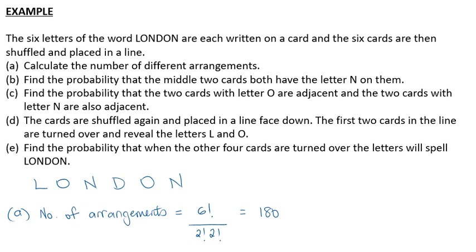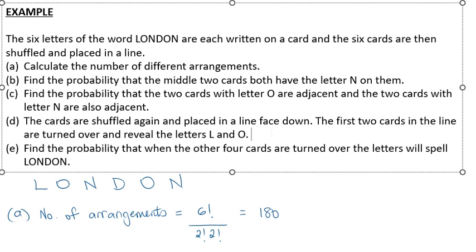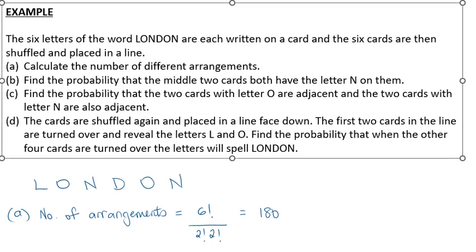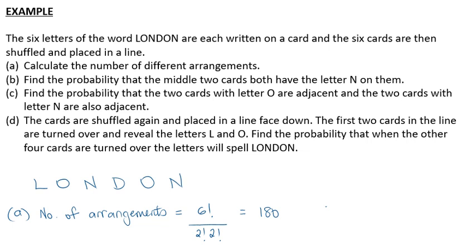D, oh, this should actually be one question. There we go. D, the cards are shuffled again and placed in a line face down. The first 2 cards in the line are turned over and reveal the letters L and O. Find the probability that when the other 4 cards are turned over, the letters will spell London. So the cards were shuffled again. They were placed face down. First 2 cards are turned over and we see the letters L and O.